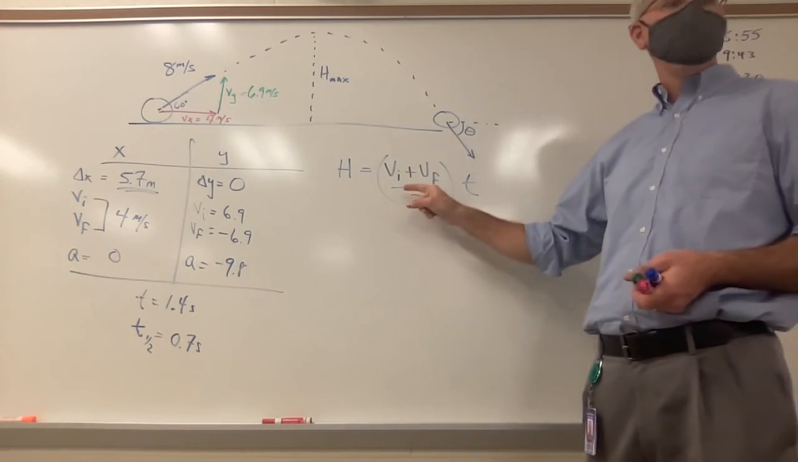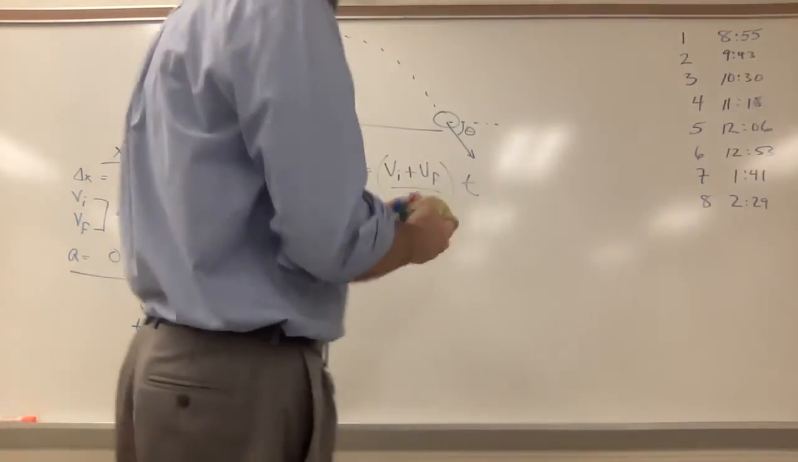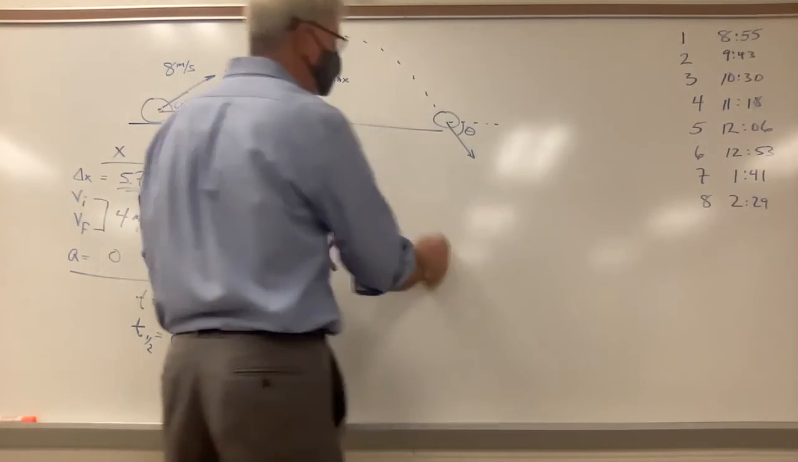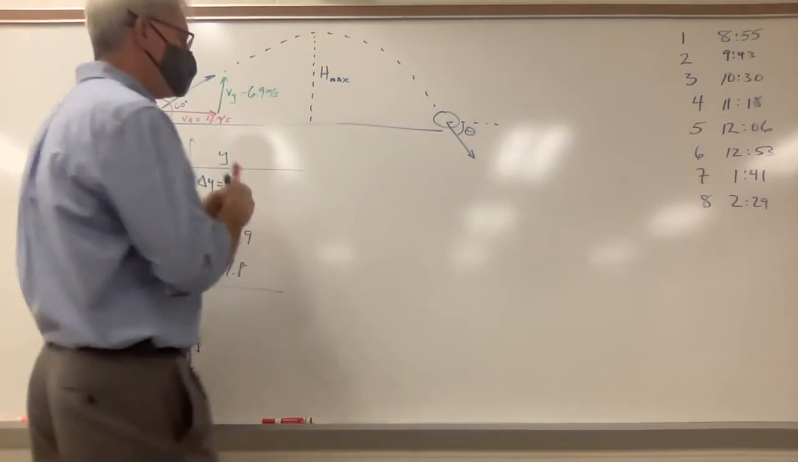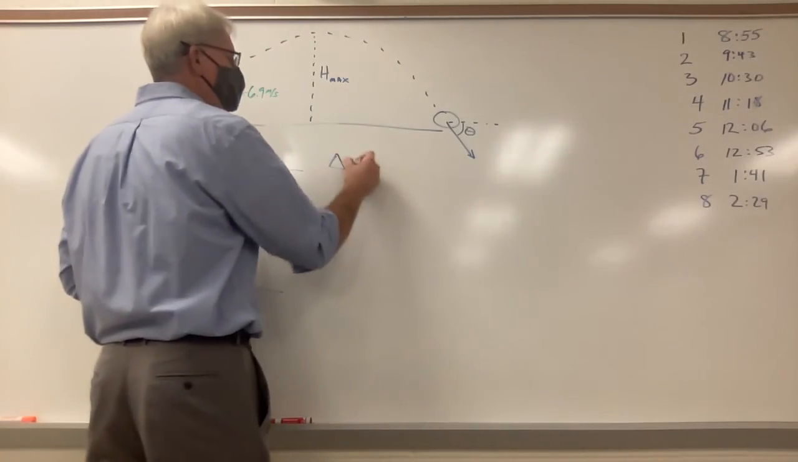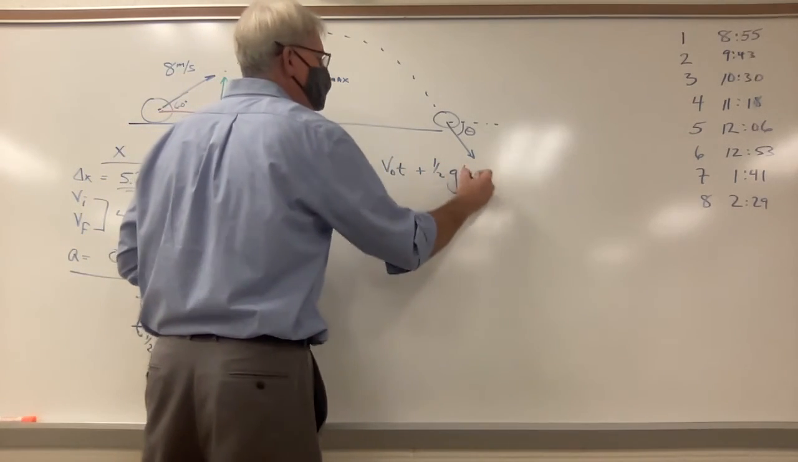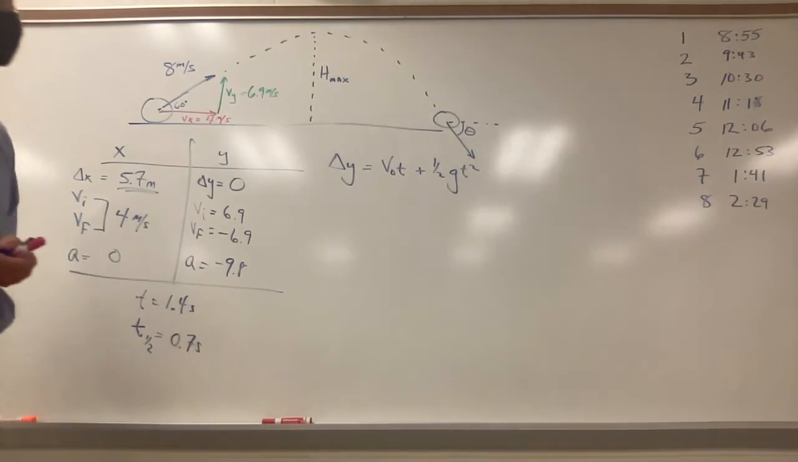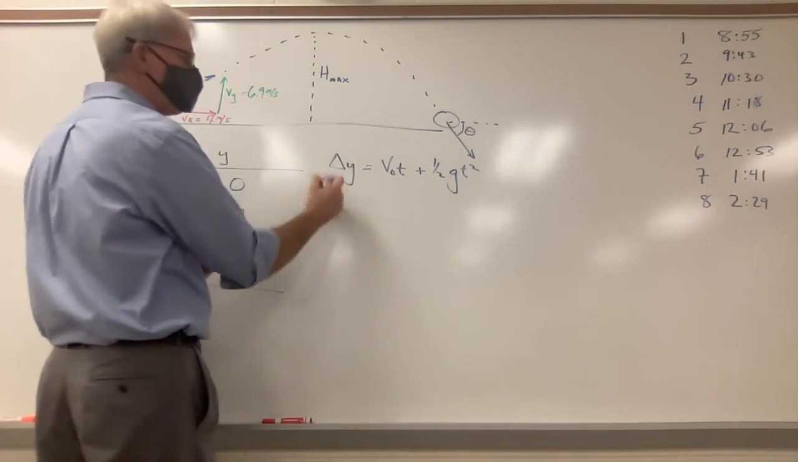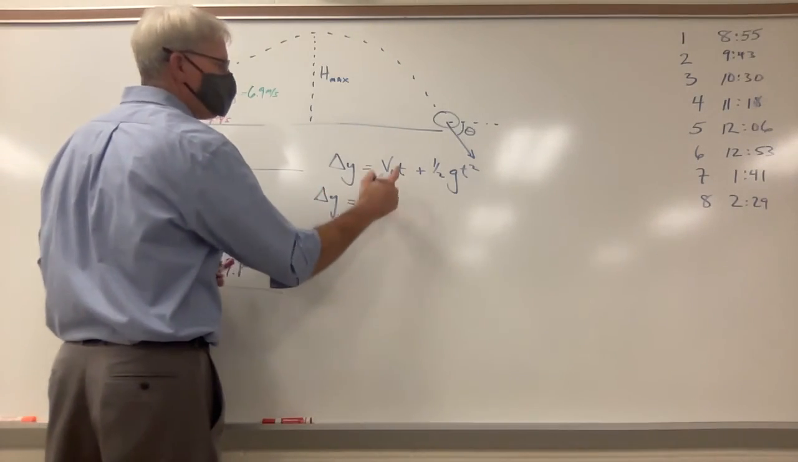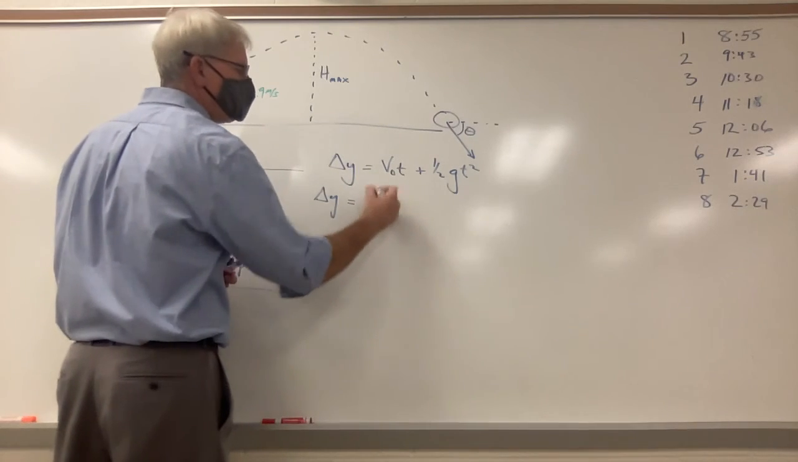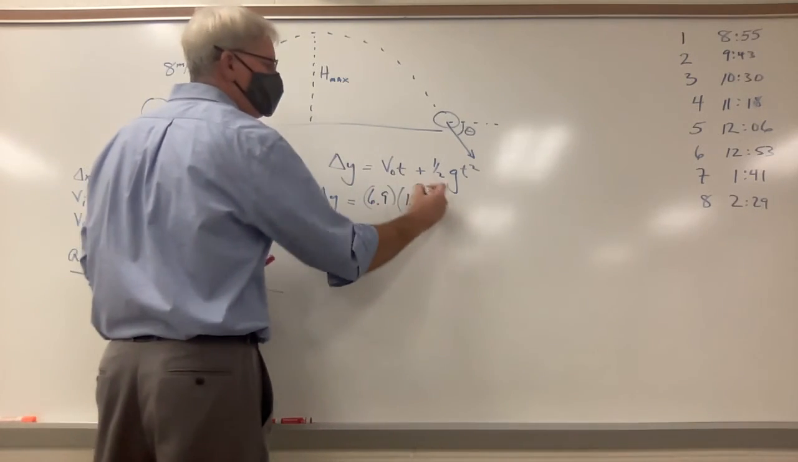So, we could solve it this way. That's a good way to do it. I actually never think of this formula. I think of this formula: change in y equals v0 t plus 1/2 a t squared. Yeah, that's good, classic. So this one has pitfalls too. Delta y equals my beginning speed 6.9, times my time, 1.4 seconds.